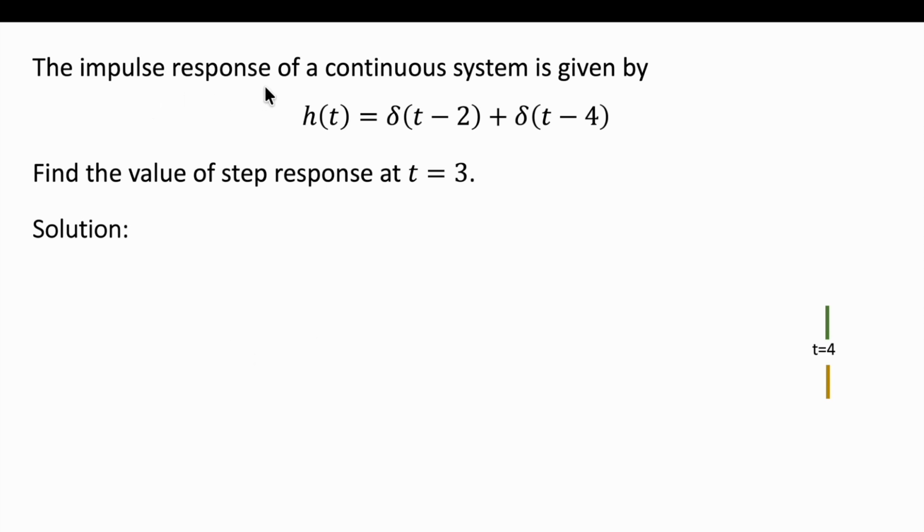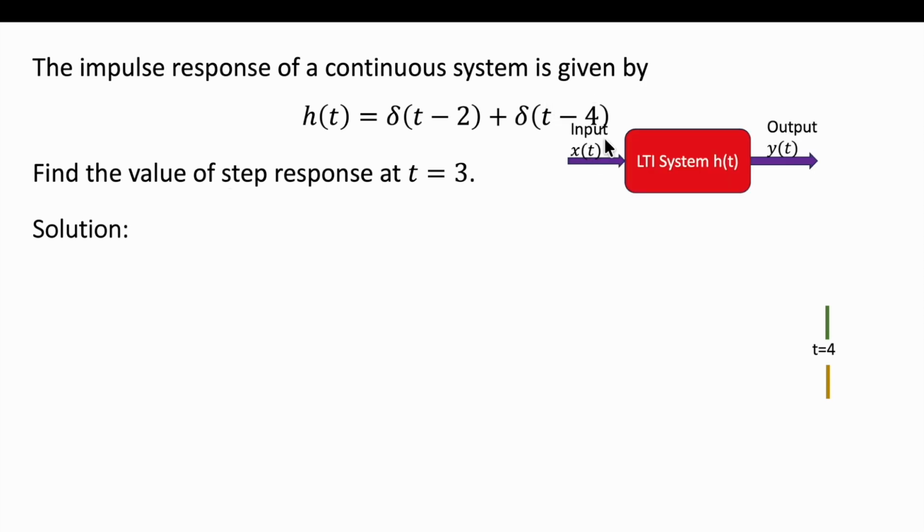The impulse response of a continuous system is given by h(t) equals delta(t minus 2) plus delta(t minus 4), and you are asked to find the value of the step response at t equals 3. Response means output, and step means you have a step input. The solution is that you are given the input as a unit step function, and you are calculating the output of that system.